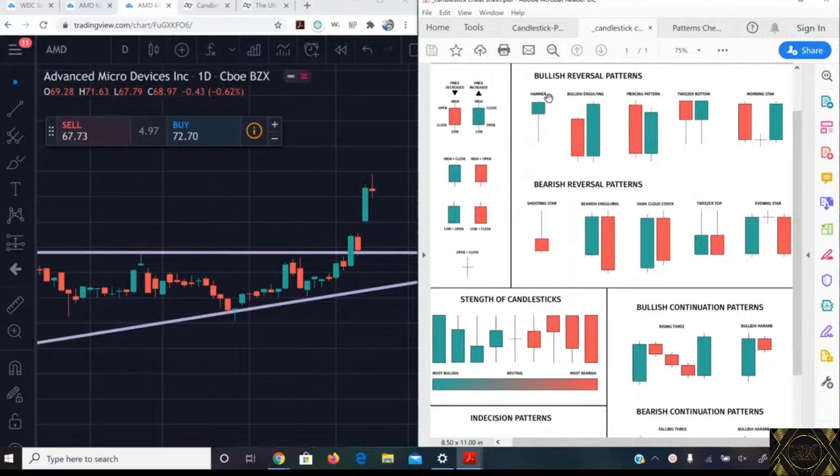Sometimes bullish reversal patterns can be ignored. A bearish reversal means that you could be going into a downtrend, but with bullish reversal patterns, we are going into an uptrend here. That is the main thing. Bullish reversal means that we are going up from that.